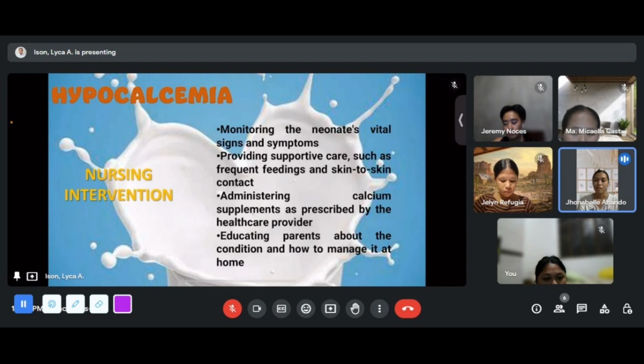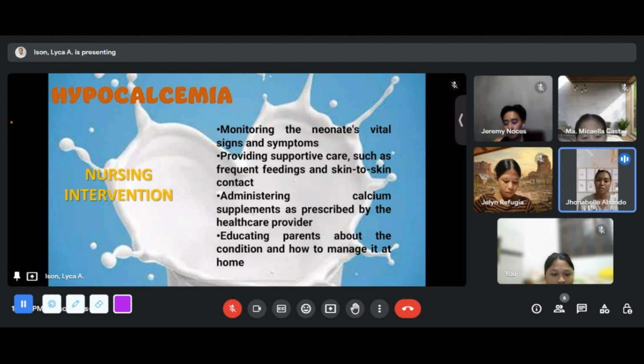Next is nursing intervention. So, monitoring the signs and symptoms to assess their condition. Next is providing support such as frequent feedings and skin-to-skin contact. So this can help to maintain the neonate's condition and reduce their stress levels.